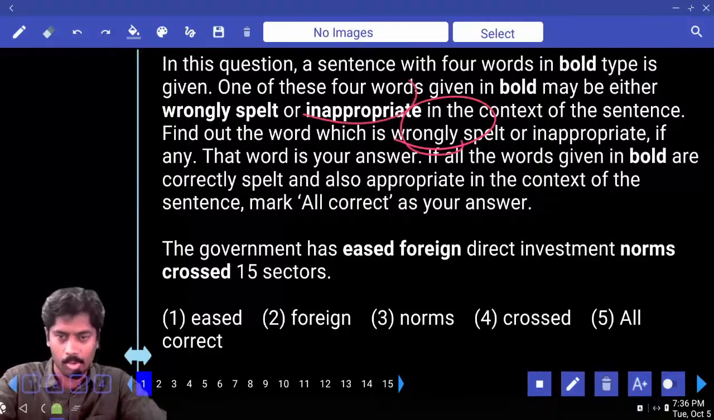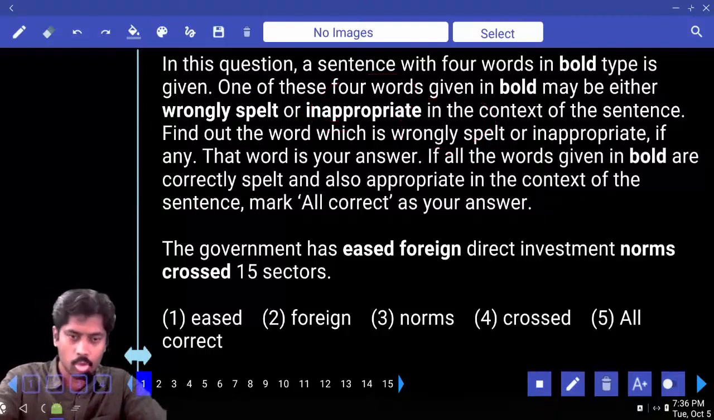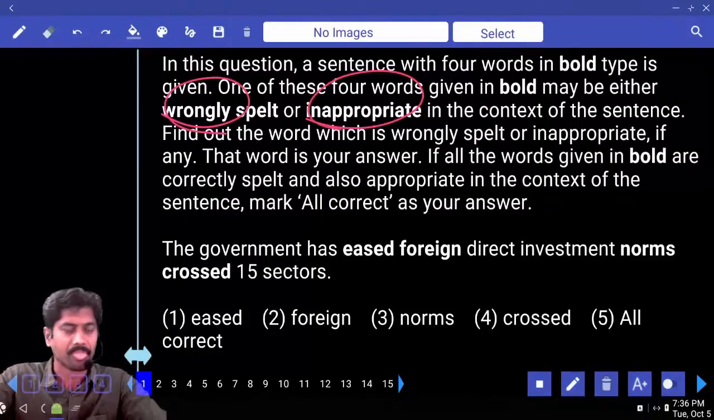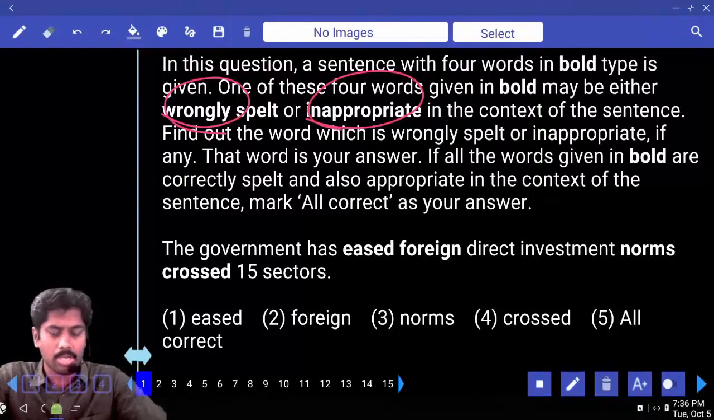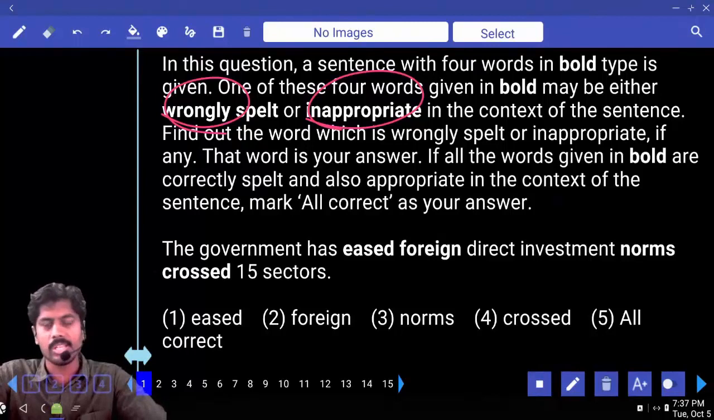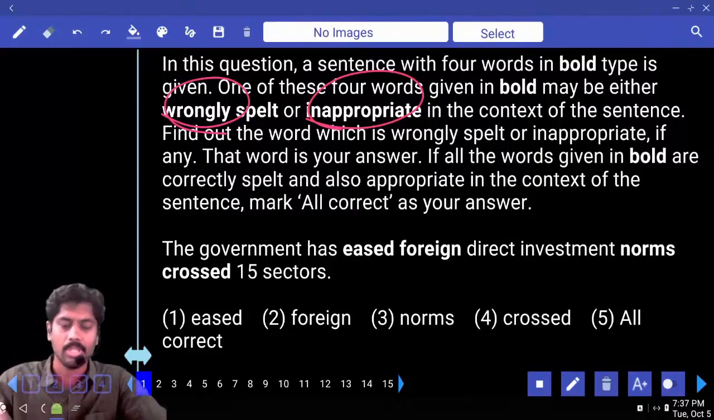Wrongly spelled or inappropriate word. Our job is to identify either the wrongly spelled word from the given bold words or the inappropriate word. Let's check the wrongly spelled word first. If there are no wrongly spelled words, then let's read the question.